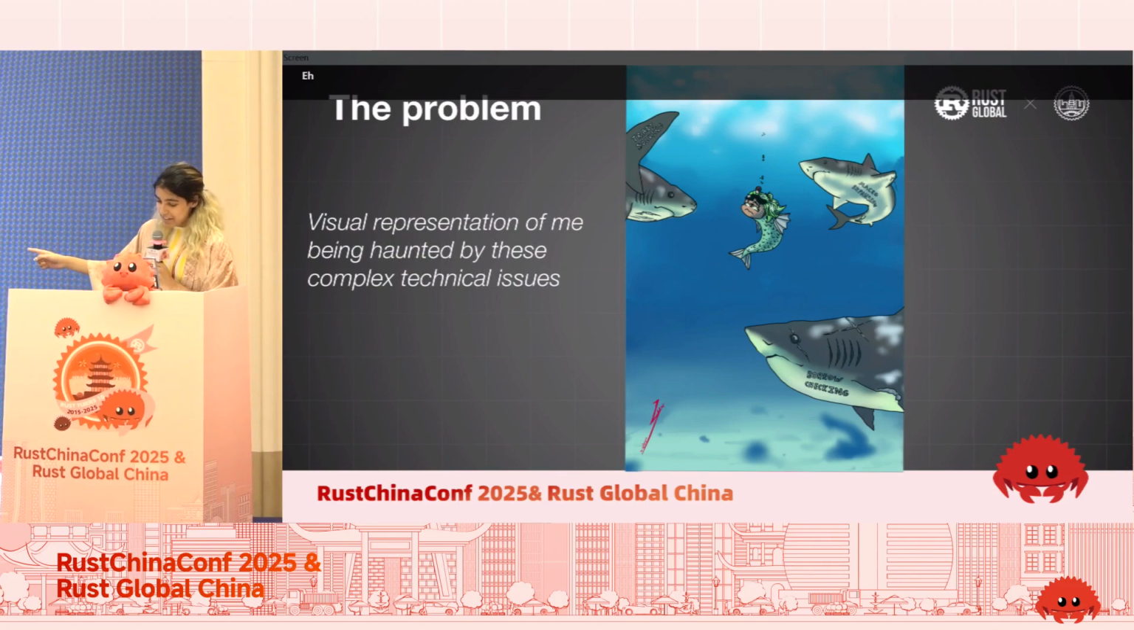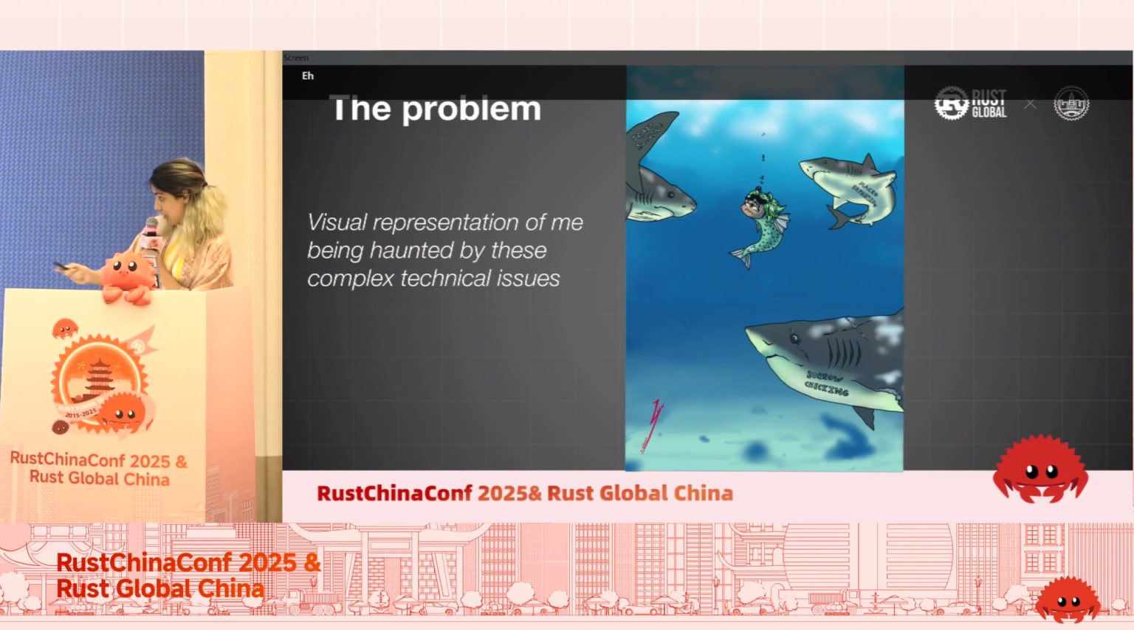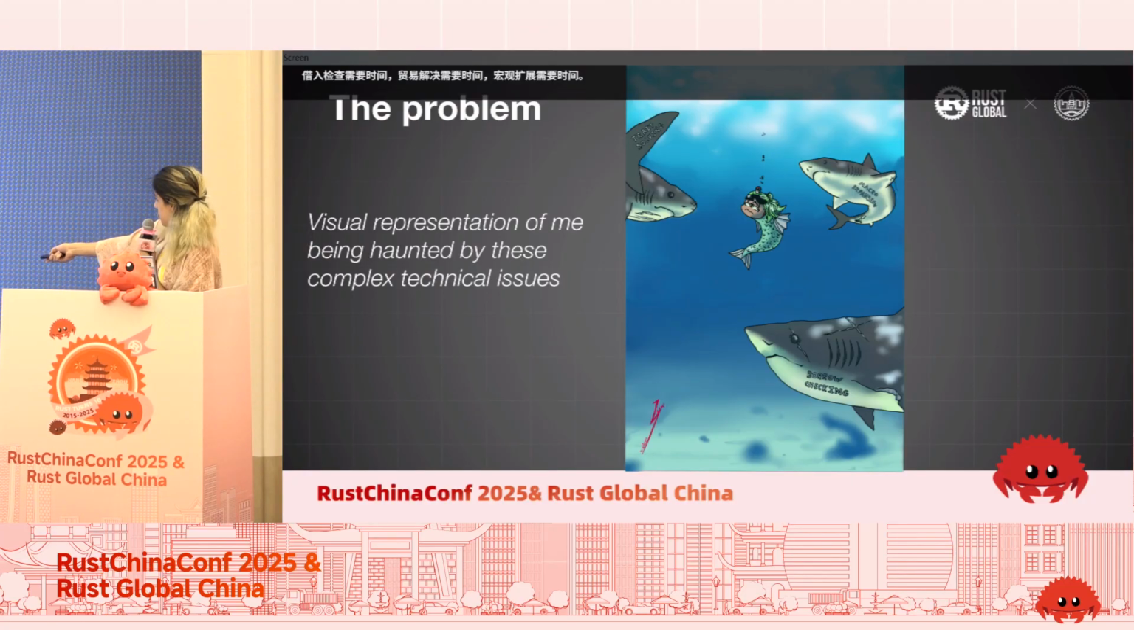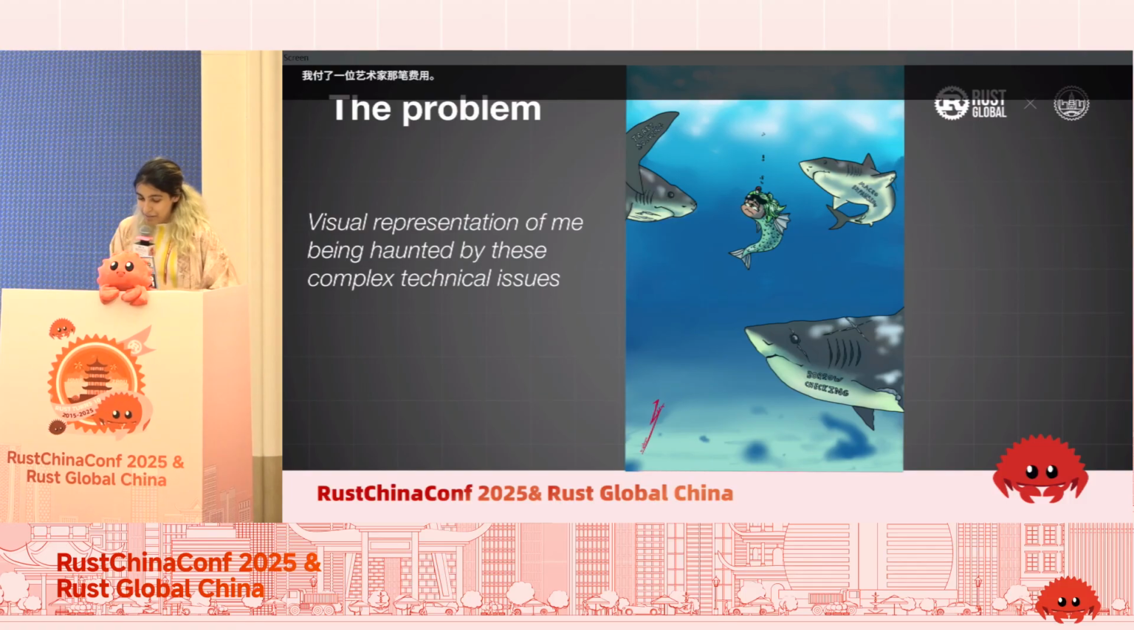Borrow checking takes time, trait solving takes time, macro expansion takes time. As you can see here, there's borrow checking, macro expansion, and trait solving, and I'm there. I paid an artist for that. Everything takes time, and I'm this little fish optimizing a linter in an ocean made of complex technical issues.